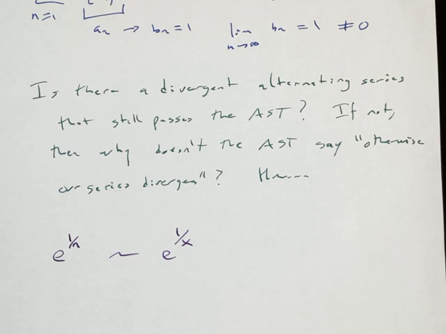What happens when x is small? Like if x is 1, that's just e. If x is 2, it's the square root. If it's 3, it's the cube root. What happens when you take the square root of e?